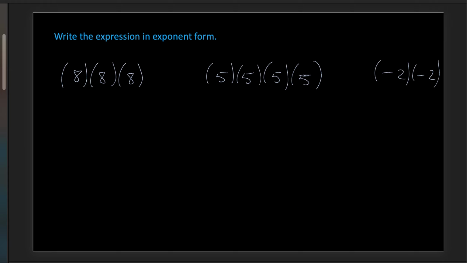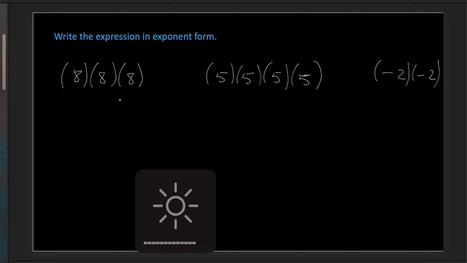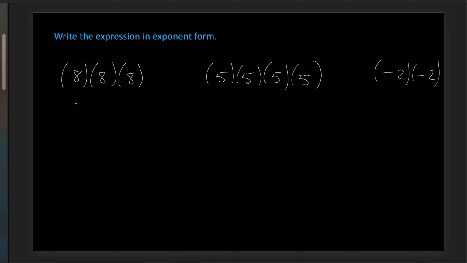Here's a different type of problem. Write the expression in exponent form. So we have 3 8s here being multiplied together. Exponents tell you how many times to multiply the number. So in exponent form it would be 8 to the third. And that's the answer. So you can try these others.